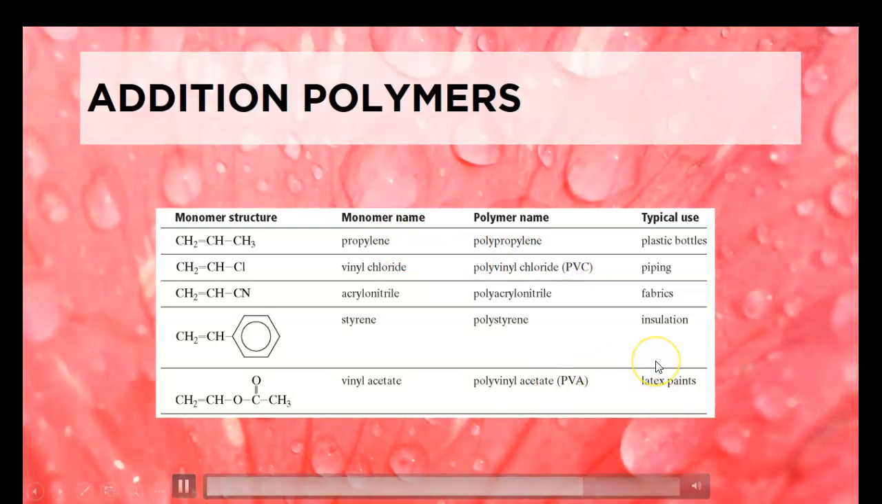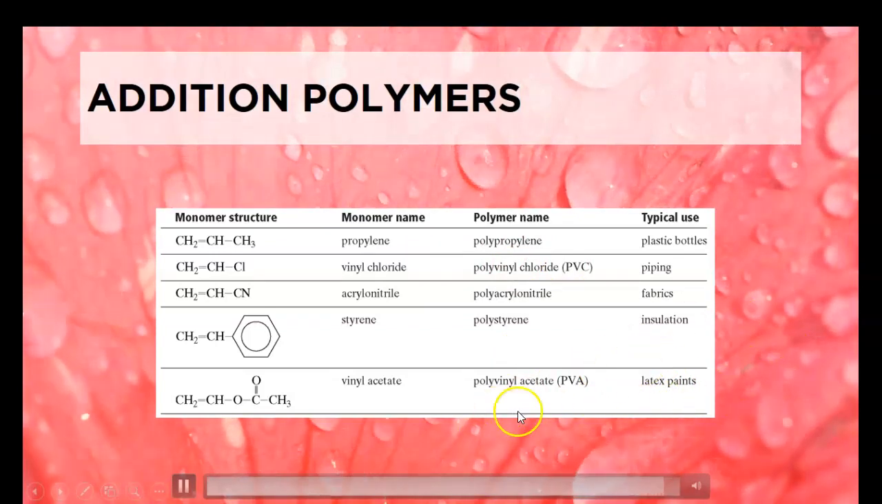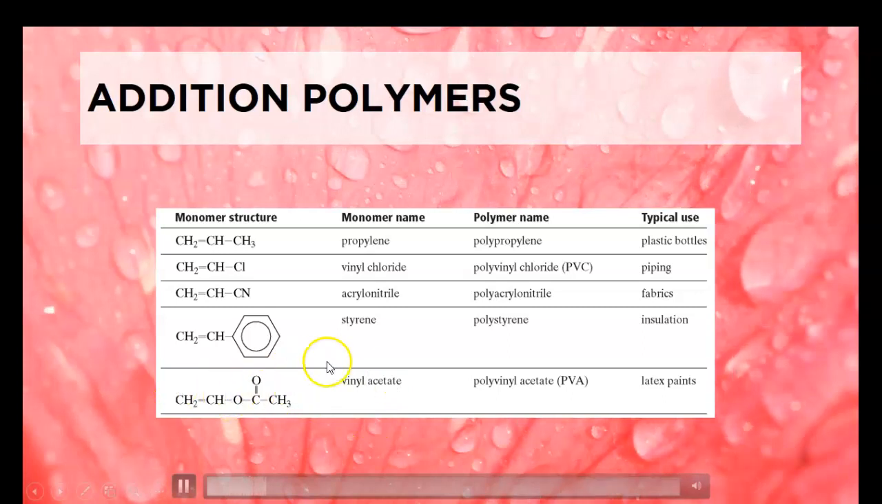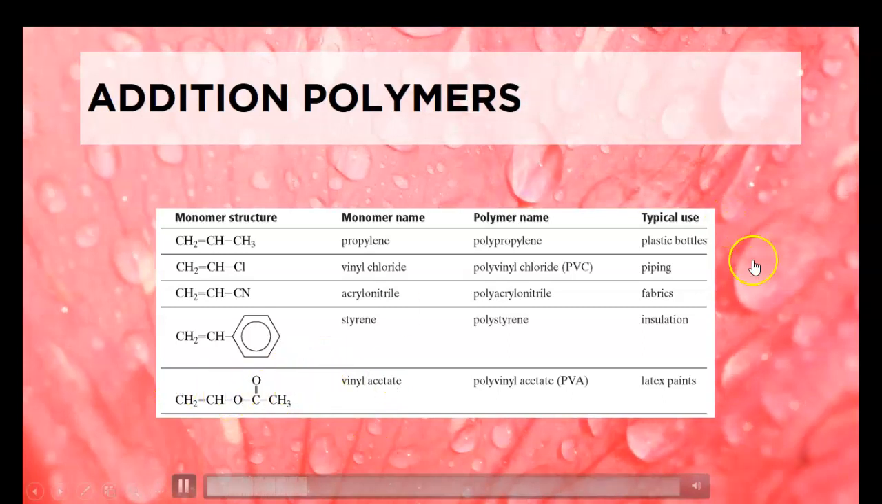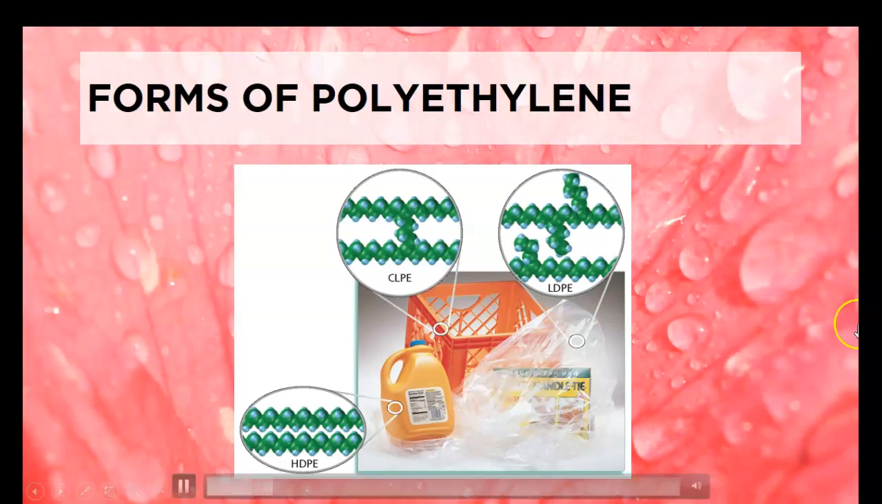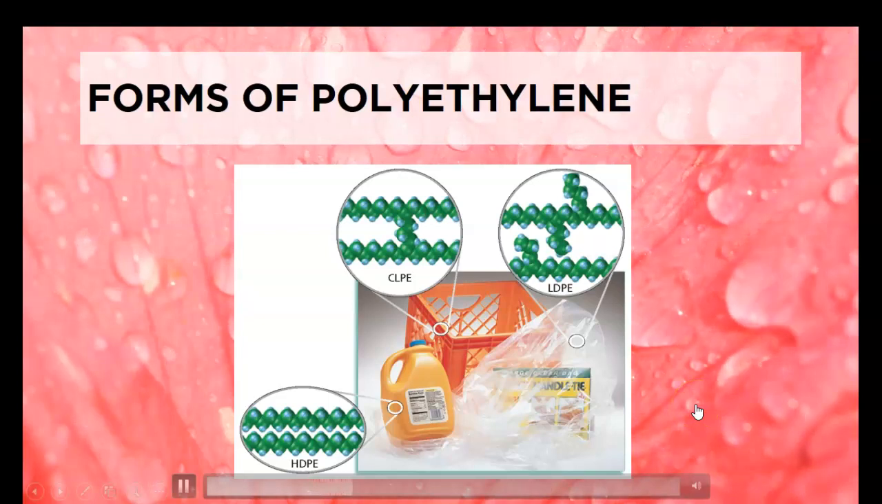Latex paints. We did have some back there. I don't know if we have any still, but they can be made up of these monomers, these vinyl acetates, and they just latch onto each other essentially like this. You have a long chain. That's why they're so hard to break down. They're like a double-edged sword.